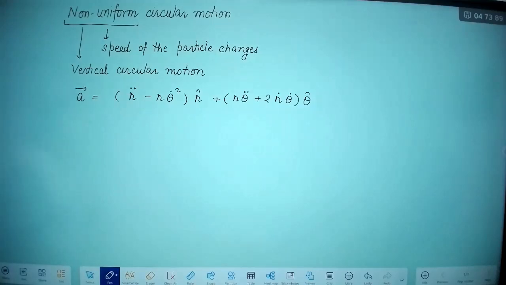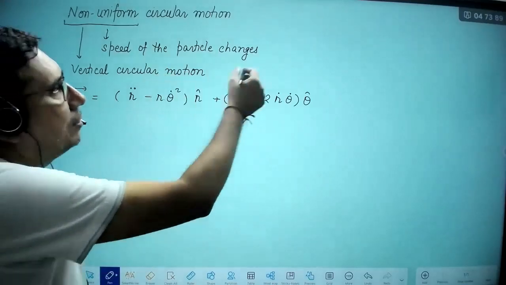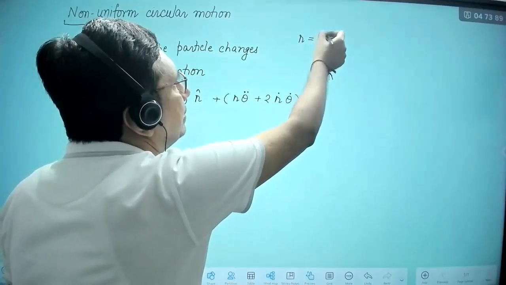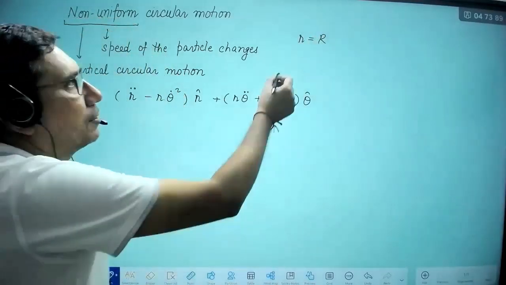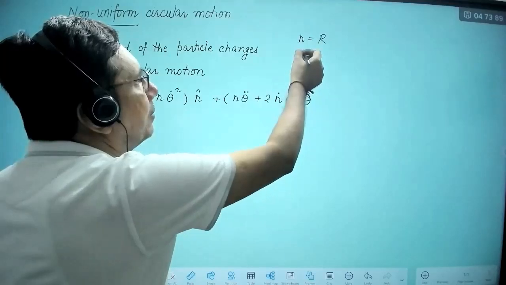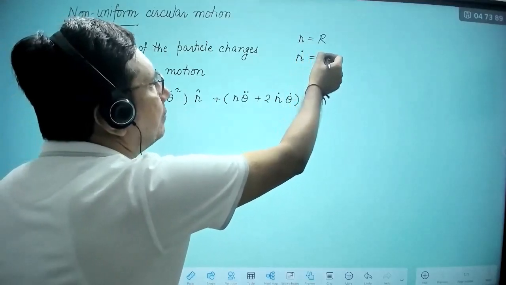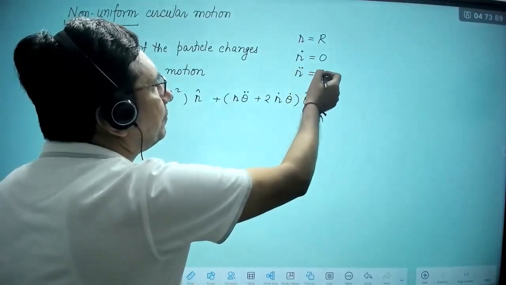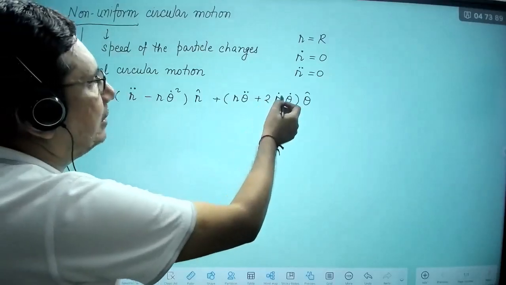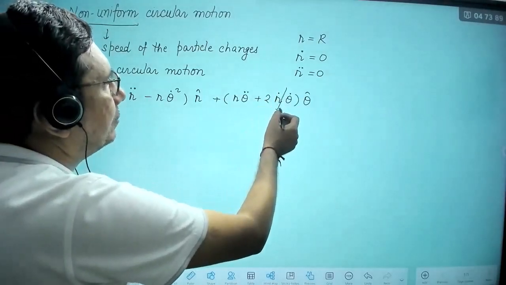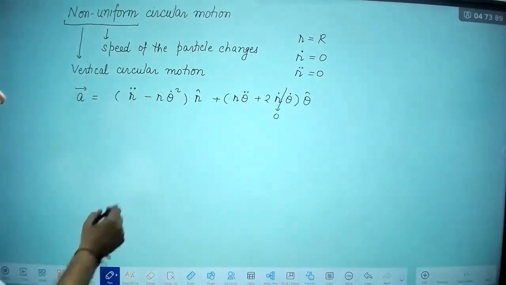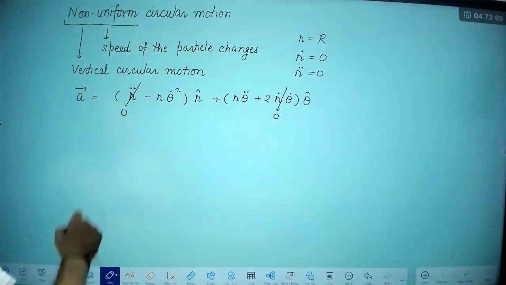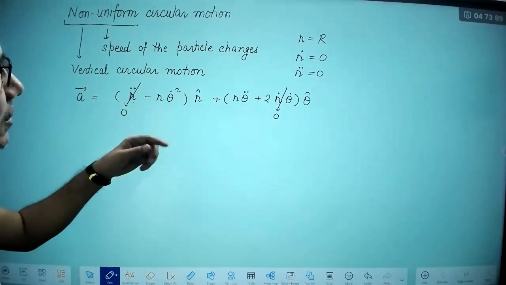Do you all remember? So here, if this is a circular motion, then this radius r will be equal to capital R. This is a constant. So what will be r dot? r dot will be 0, as well as r double dot. This will also be 0.